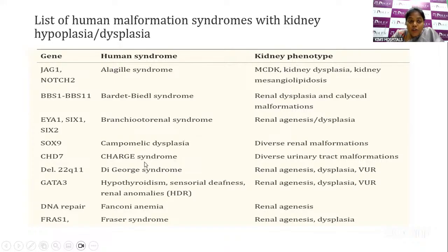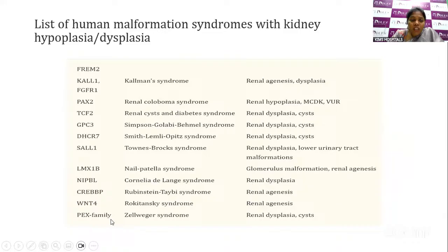There is CHARGE syndrome, DiGeorge syndrome. There is HDR: hypoparathyroidism, renal abnormalities and deafness. And there is Fanconi's anemia and Fraser syndrome also. These are a few more on the list, where we see renal dysplasia and renal abnormalities in syndromic children.